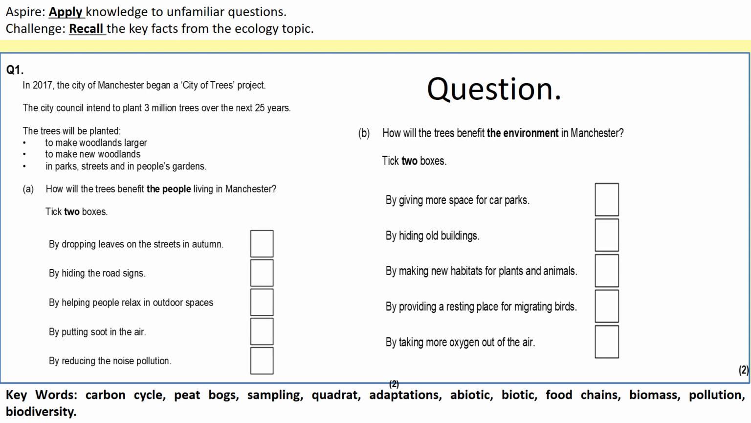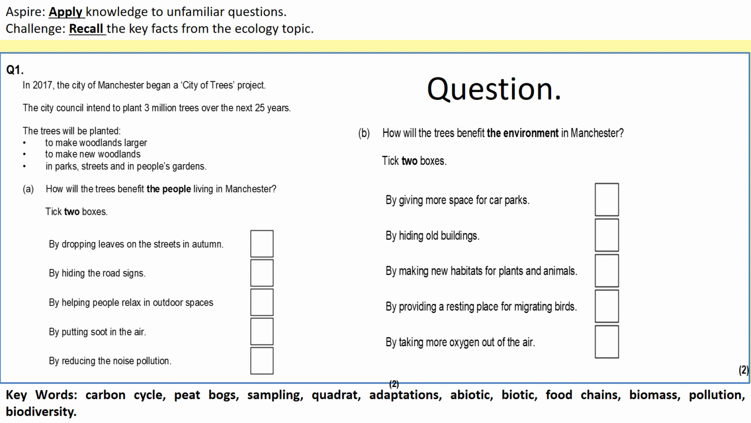This was a question maybe 2 years ago in the exam, and again done pretty badly because people didn't read it and it said tick 2 boxes and they didn't tick the 2 boxes. So Manchester began a City of Trees project. The council wanted to plant about 3 million trees over the next 25 years. The trees will be planted to make woodlands larger, make new woodlands, and then try to plant them in parks and streets and people's gardens, etc.